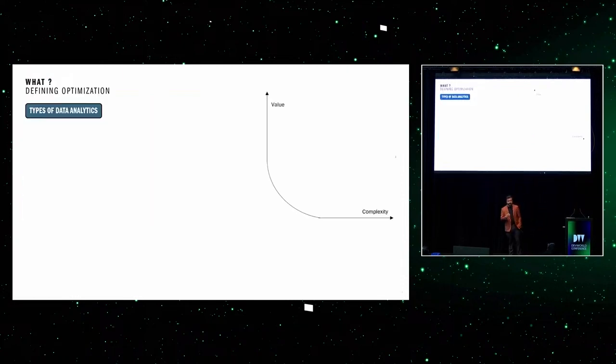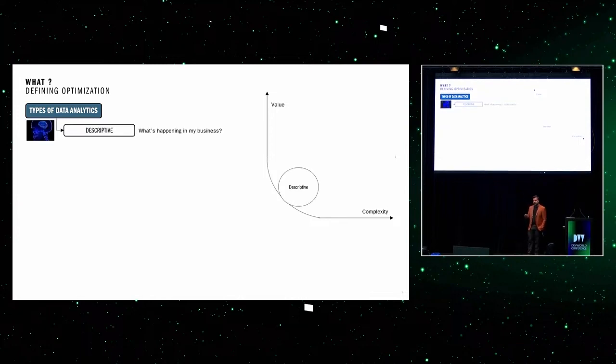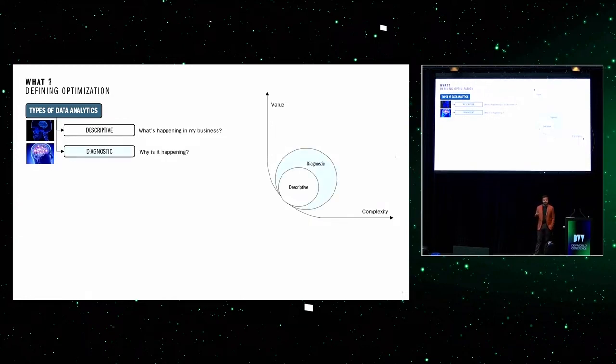Analytics. So I see there are 4 different types of data analytics. The first one being the descriptive, which tells us what is happening in my business. So low on value, low on complexity. It's like reports, dashboards, etc. Then you have diagnostic analytics, which helps you explain why is this particular thing happening in my business. So it cannot exist without descriptive analytics. It's more or less like root cause analysis.